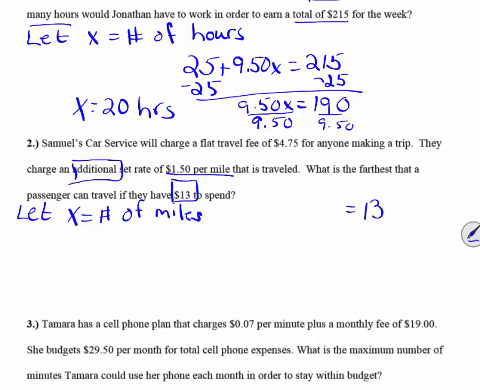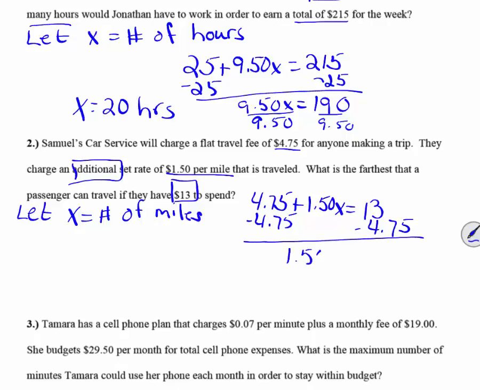What am I paying with that 13? I'm paying the flat fee of $4.75 plus, additional, the $1.50 per mile that they're traveling. So do my subtraction. And these are really kind of going back and reviewing some stuff we did in 7th grade. We did these types of problems. 8.25 divided by $1.50. So X is 5.5 miles.